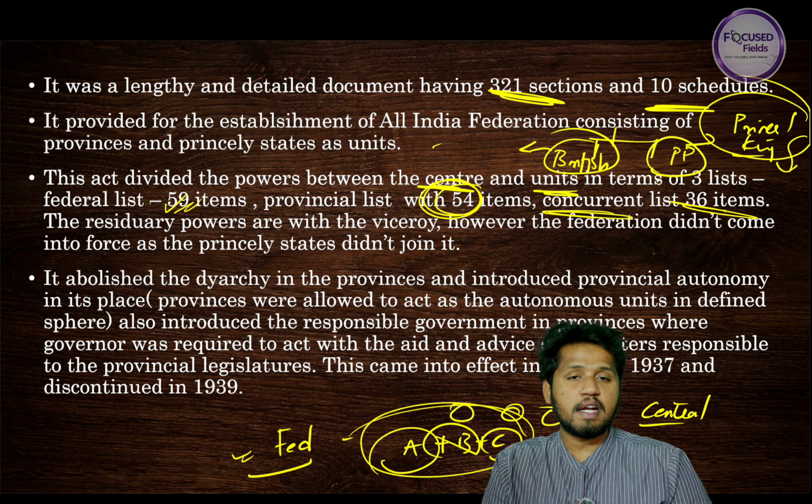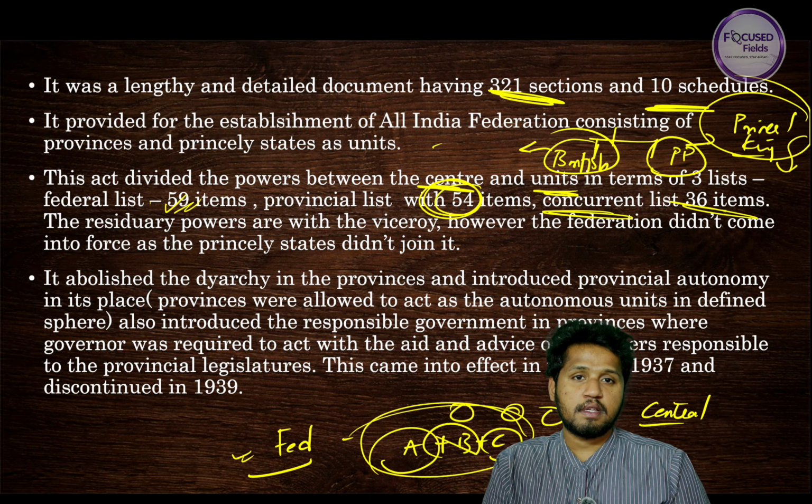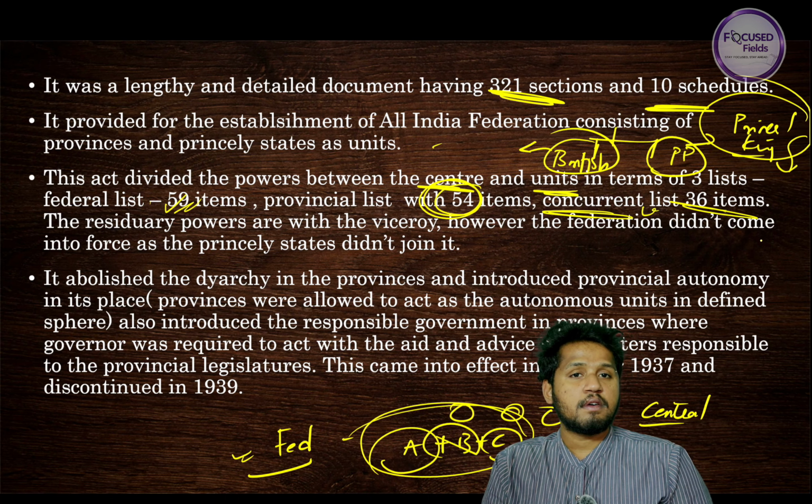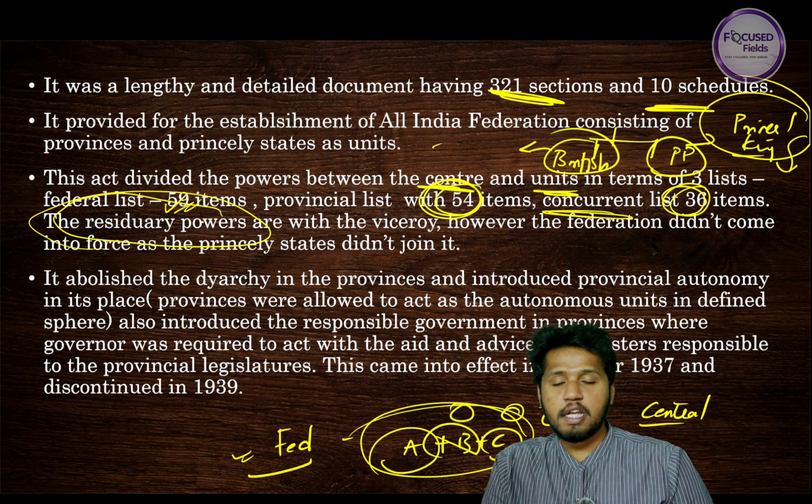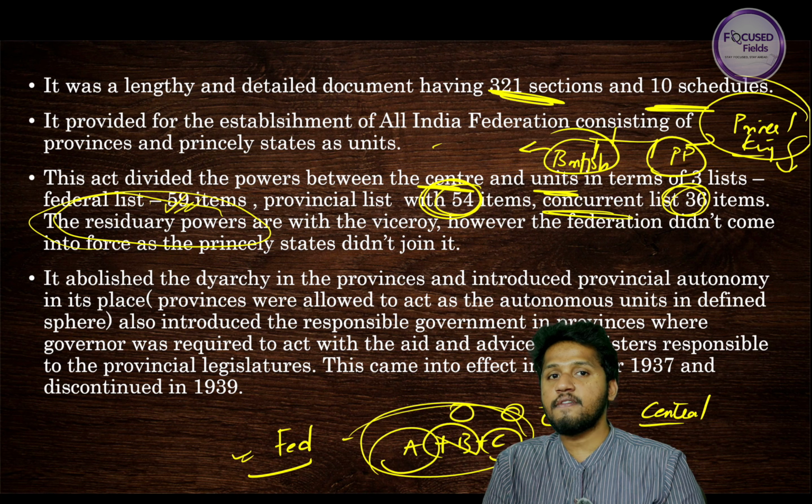These provinces have exclusive authority to make decisions in those 54 subjects. In the same way, in the concurrent list, as we all know, the center and provinces combinedly make decisions on the 36 items. The residuary powers. What are these residuary powers? Those powers which are not present in any of the above lists.